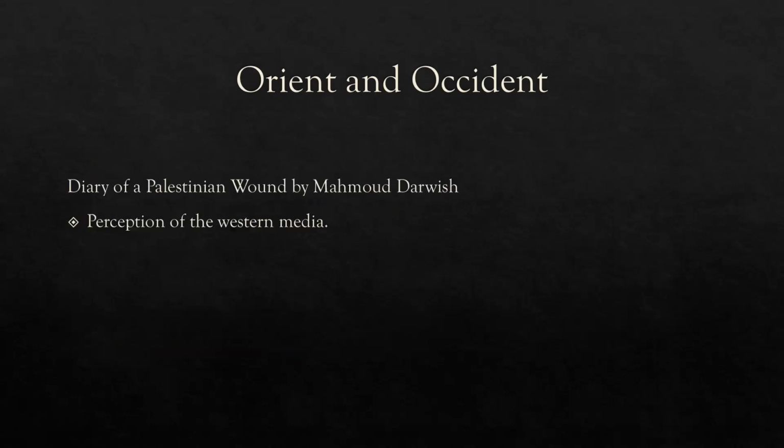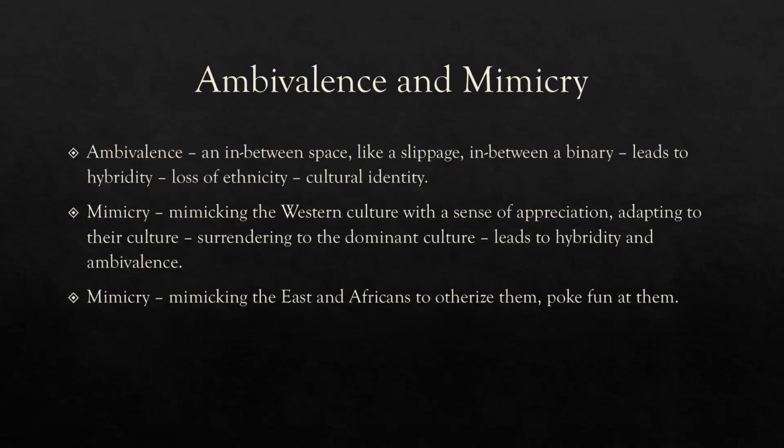Now, in which text can we see this Orient and Occident binary distinction? In Diary of a Palestinian Wound by Mahmoud Darwish, it is not represented very clearly, but you can always bring in this theory, that is, how the US or the Western media has been siding with one community because of certain bilateral motives and political agendas, and they are always biased towards a certain religious community.